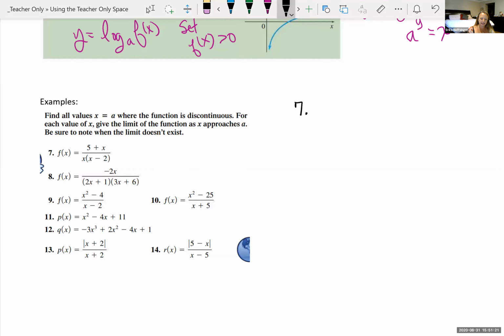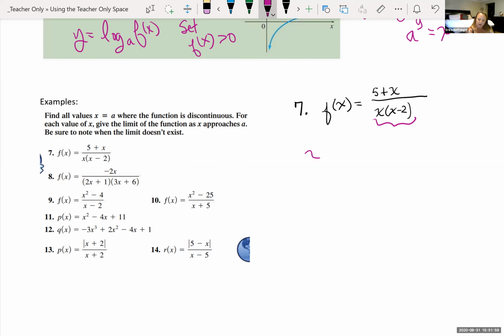Okay, so looking at f of x in number 7, we have a rational function. I have a polynomial in my numerator, 5 plus x, and I have a polynomial in my denominator, x times x minus 2. If needed, to find where it's discontinuous, you would factor the numerator and denominator. But looking at this, it already seems factored. So I want to really determine when is my denominator equal to 0. Those are the values where it's undefined.